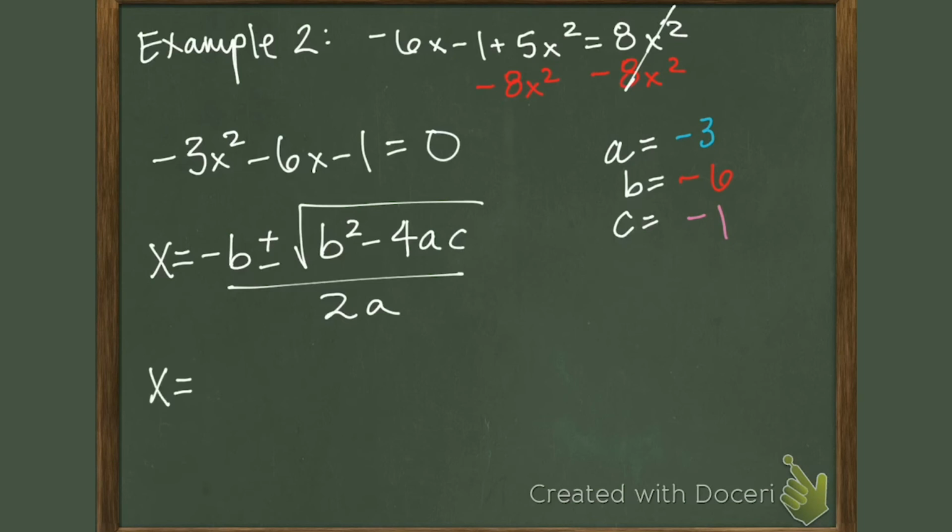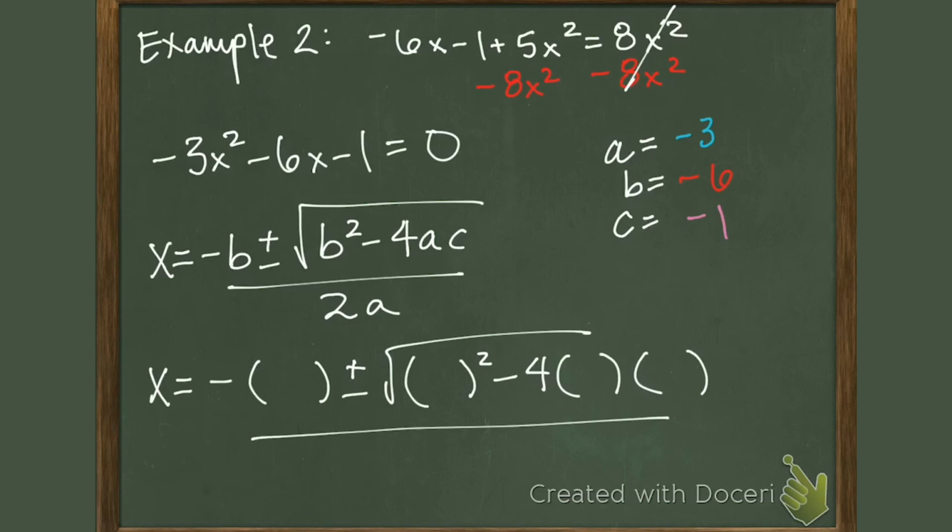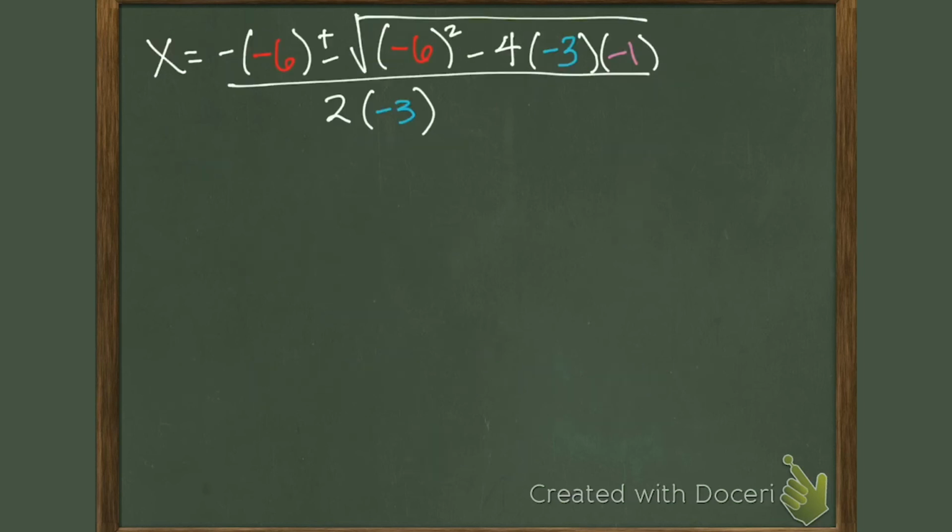And I'm going to replace my letters with the actual numbers. All right, so pause the video, see if you can put them in the right spot. Let's see. -3 is going to go here and here. -6 is here and right there. And then -1 goes there. All right, so this is what we got.